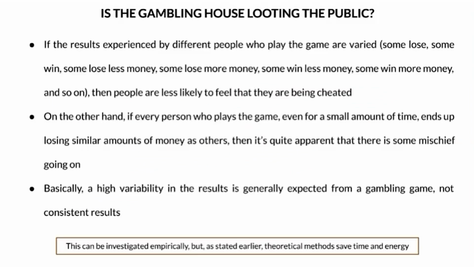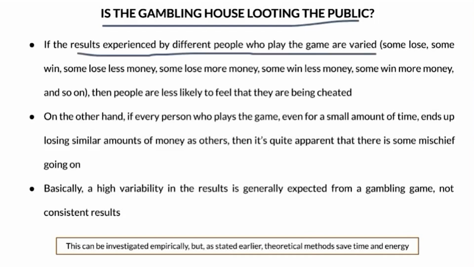Now, variance and standard deviation. This is another thing that everyone has encountered, right? What exactly is variance, standard deviation? Now, again, let's ask this question. Is the gambling house looting the public? See, if the results experienced by different people who play the game are varied, right? Some lose, some win, some lose less money, some lose more money, and so forth. Then people are less likely to feel that they're being cheated, correct? It's supposed to be a random thing.